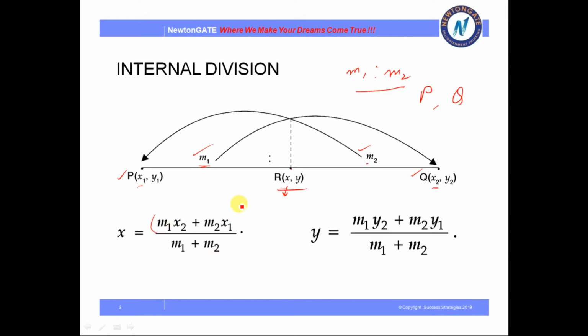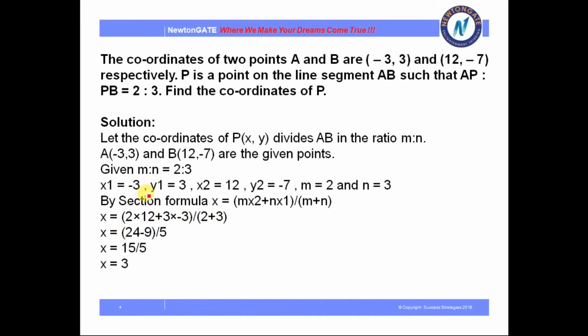So, the numerator is M1 into X2 and M2 into X1, divided by M1 plus M2. Similarly, the value of Y is given by M1 into Y2 plus M2 into Y1 by M1 plus M2. So, solving this formula, we get the values of X and we get the values of Y. Okay, I hope this formula is clear. Let's see an example based on this formula.